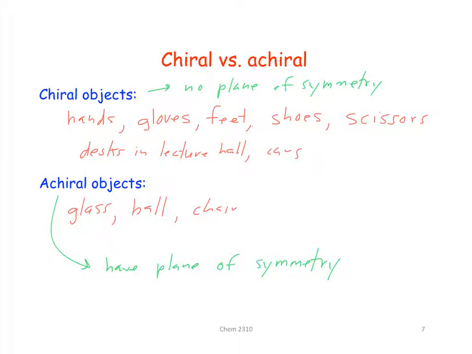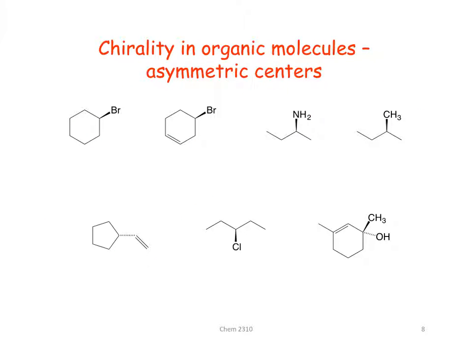Alright, so let's look through a few examples here and just try to decide whether these molecules are chiral or whether they're achiral. Okay? So up to now there's two ways we can approach this. We can either look for a plane of symmetry or we can look for an asymmetric center. Alright, so what do you think about the first one in the upper left? Chiral or achiral?